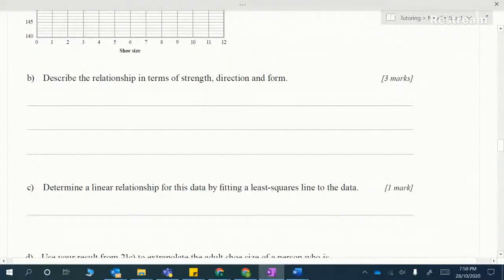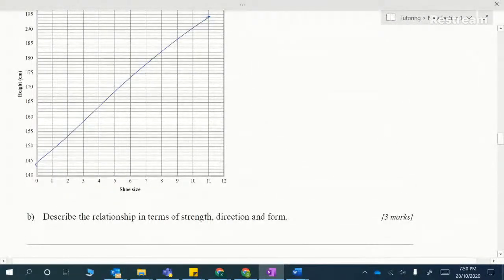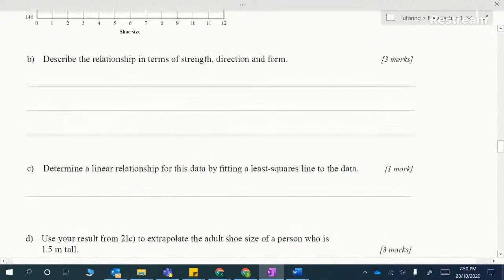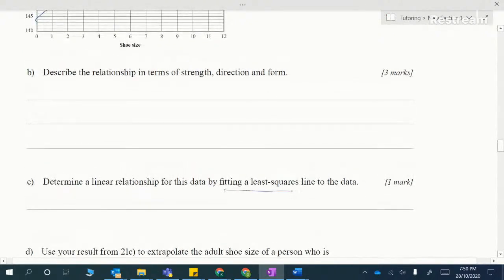That does not mean go back to the graph and hand draw a line in, okay? That's not a very accurate way of doing it. So in the least squares line question, if you see that word, fit a least squares line, it means you have to use the formula. You got some options. Some people like that one, but I think the one that they want you to use is that one, y equals a plus bx.